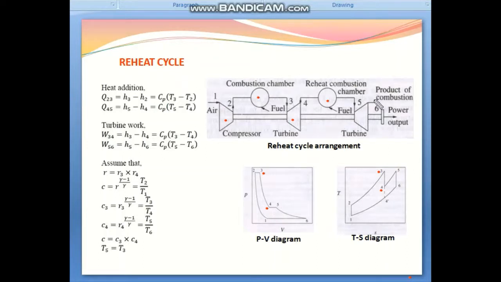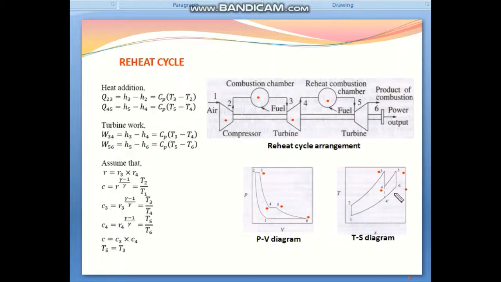Then 5 to 6, the combustion product again flows through the turbine. 5 to 6 is the adiabatic expansion process, a constant entropy process. Okay, and 6 to 1 is the exhaust. Simply the exhaust process.